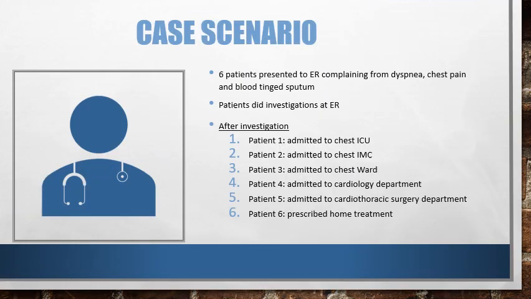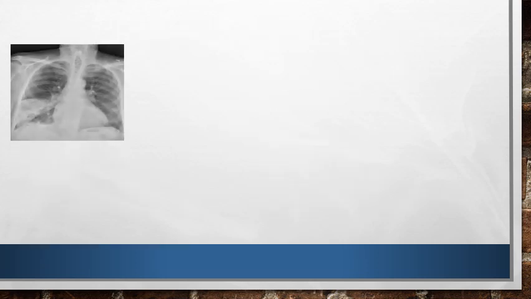Lastly, we'll go back to the case scenario we said before. The 6 patients we mentioned in the first slide, 6 patients complaining of dyspnea, chest pain, and blood-tinged sputum. And after the investigation, the 6 patients had different ways. So you will apply what we said about the chest diagnostics and know why these 6 patients had different ways. This was the first patient's chest X-ray.